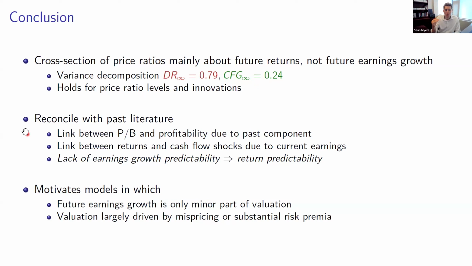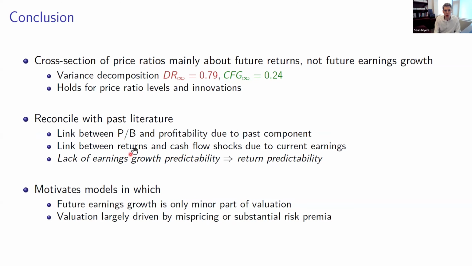This holds both for the level of price ratios as well as innovations in price ratios, so changes over time. Importantly, we want to reconcile our results with the past literature. We're not claiming that any of the other results are incorrect, but we want to emphasize that these shouldn't be taken as evidence that earnings growth is highly predictable in the cross-section. We agree that there's a strong link between price book ratios and profitability, but this seems to mostly be due to this past component related to book.